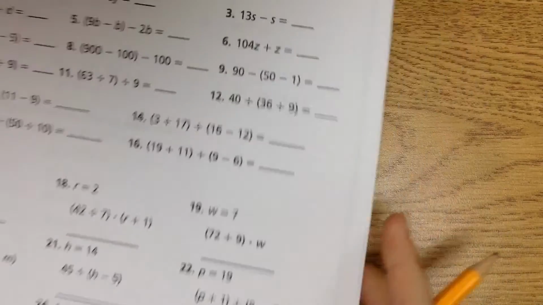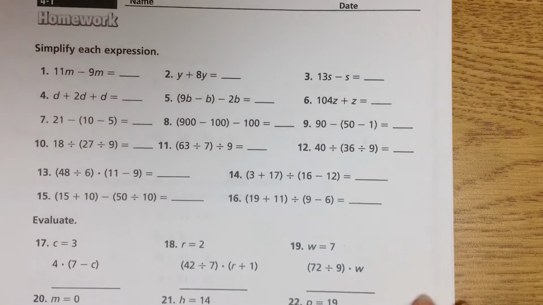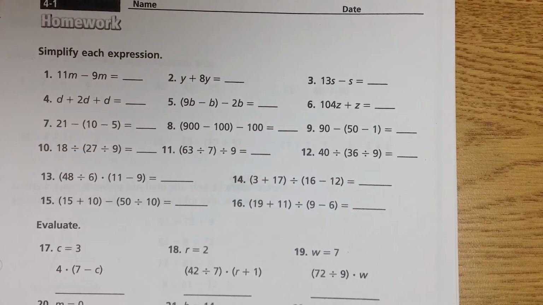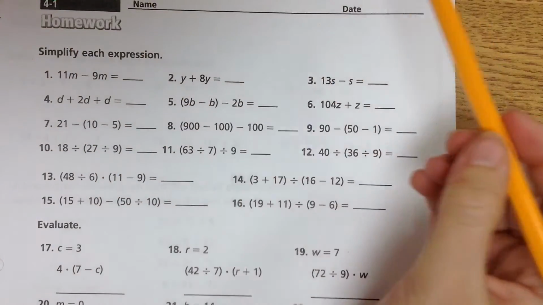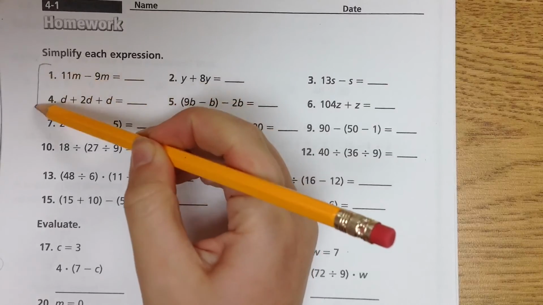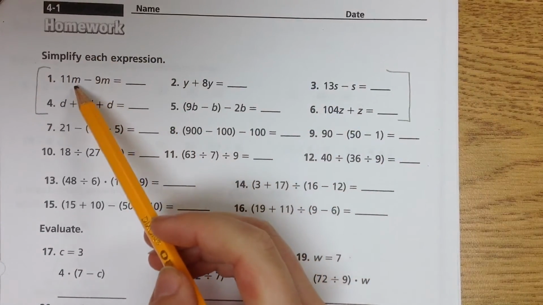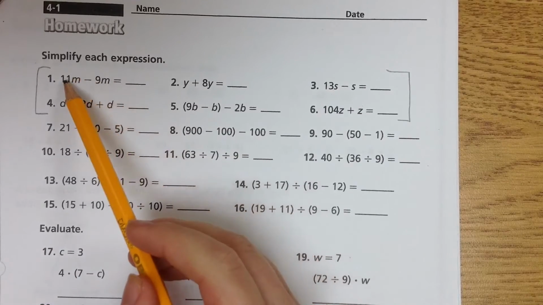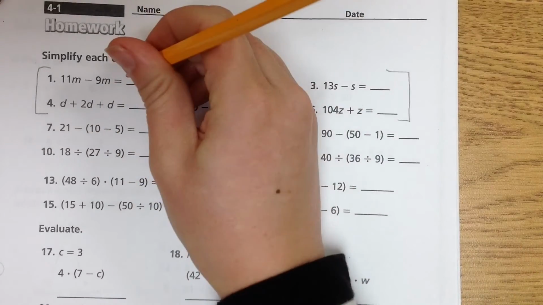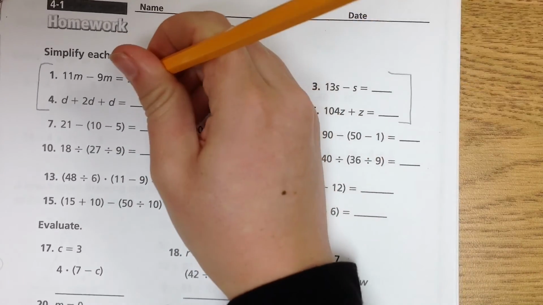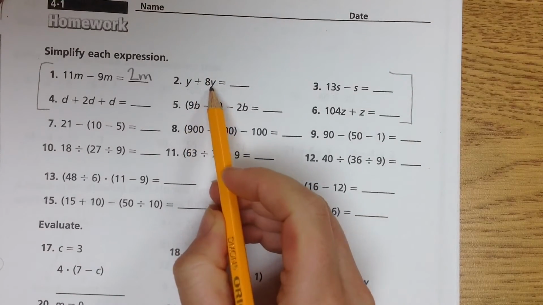All right, Nick, for you, you are going to be doing all of these problems, which please do not get intimidated. I know that you can do it. Remember when it looks like these ones here, just think of the letter like an apple. So I have 11 apples, I take away 9 apples, how many do I have left? 2 apples. Now you don't just write 2, make sure you write that M, which represents apples. I have 1 apple plus 8 apples.